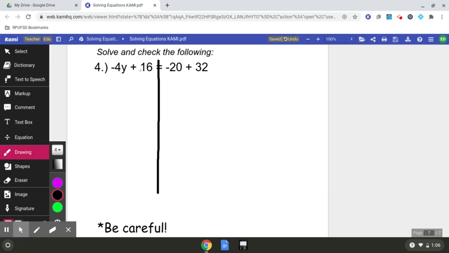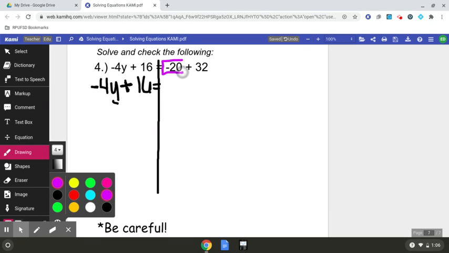So on this side, my left side, I do not have like terms. I can't combine anything here. So what we're going to do is just rewrite these and bring them down. There's nothing for us to work on that side. On the right side, however, we have a negative 20 and a positive 32. They're technically like terms. We can combine them, right? So negative 20 plus 32 would be positive 12.